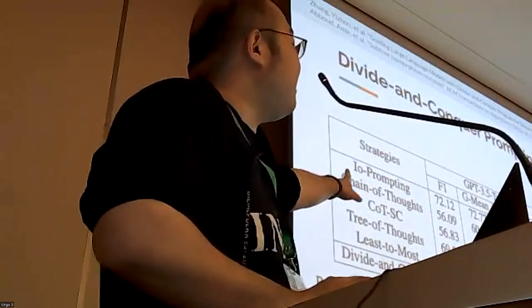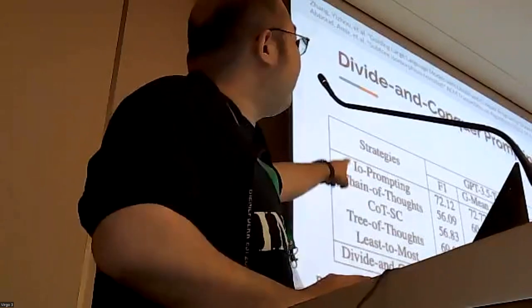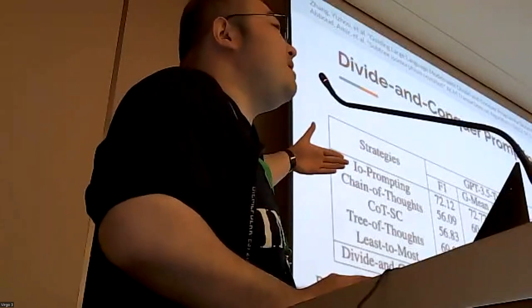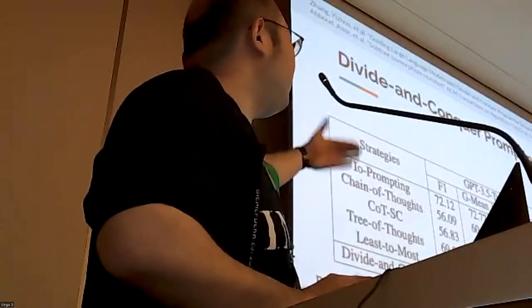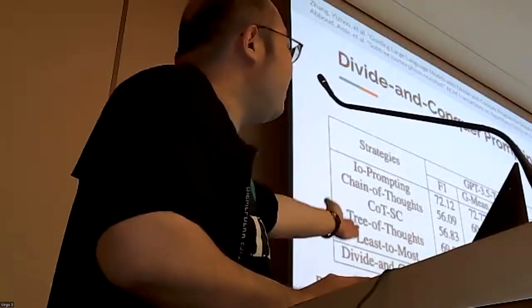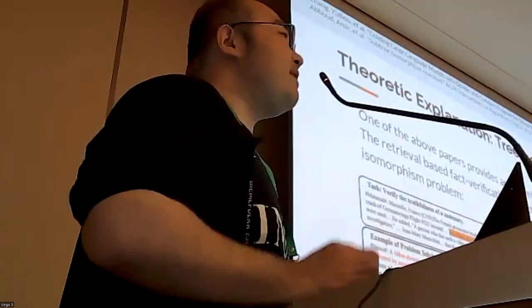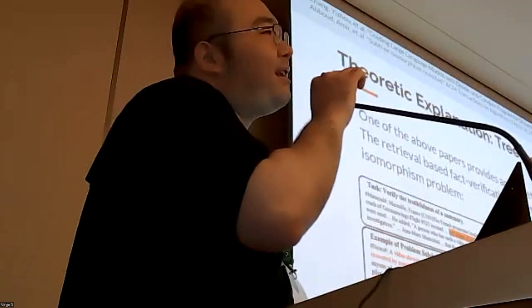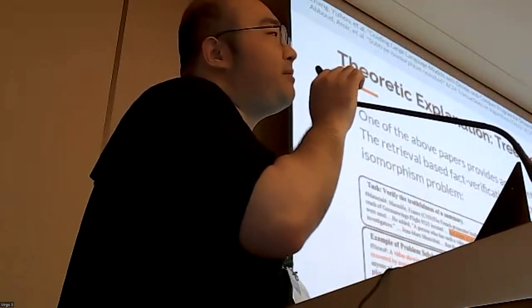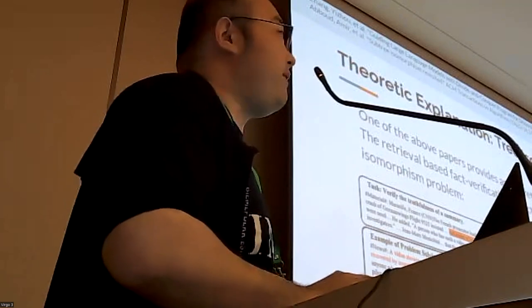So here you can see that this is a table from my paper. You can see that divide and conquer generally outperforms all the others, including IO prompting, meaning the most standard prompting, and also outperforms chain of thought, self-consistency, tree of thought, and least-to-most. So the question is, why does such a divide and conquer prompting strategy become sort of a golden way to do the verification?